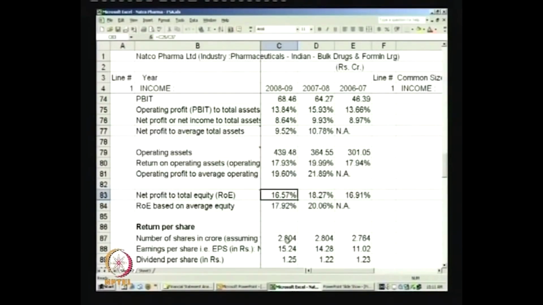This ratio can also be found with the help of average equity. When you say average equity, we talk about the opening equity plus closing equity divided by 2, as we discussed in average total assets. This is the average of the equity at the beginning and ending, or the average of the ending equity of last year and the ending equity of this year. In that way, this ratio is actually 17.92%, which was 20.06% in the previous year. In this ratio also there is a decline, which is not a good sign for any company, as the company's return on equity has declined.